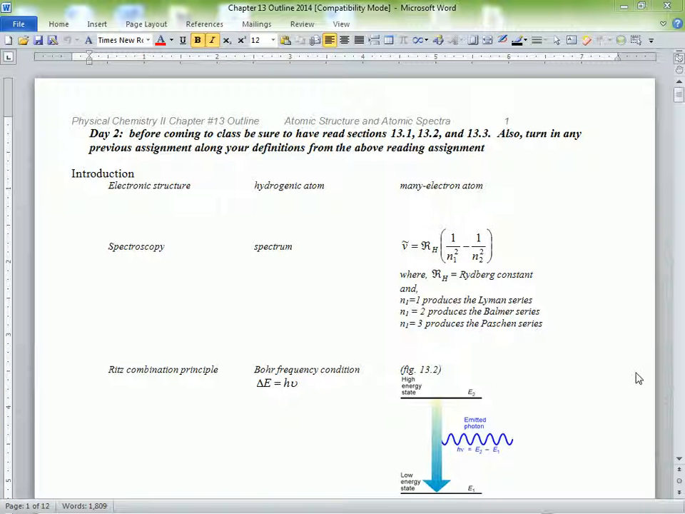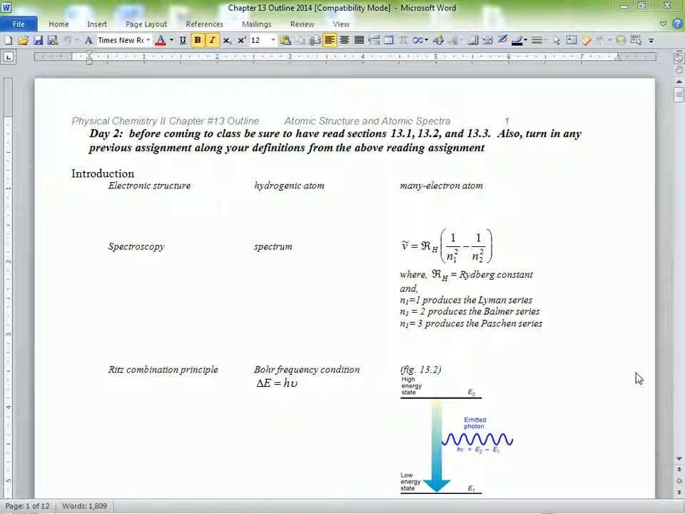So we are starting chapter 13. Oh yeah, when you're walking out the door, when you're done, just turn in the bold words for the reading and the concept preview. Okay. So we're starting with chapter 13, atomic structure and atomic spectra.